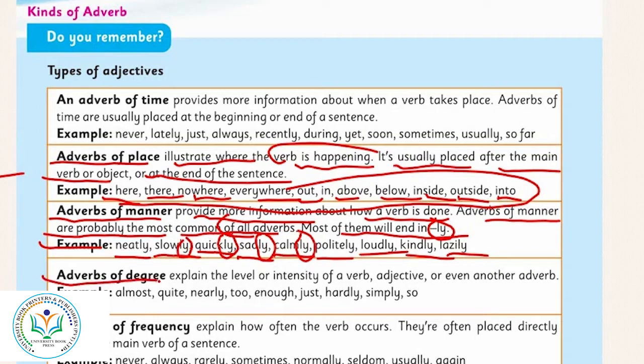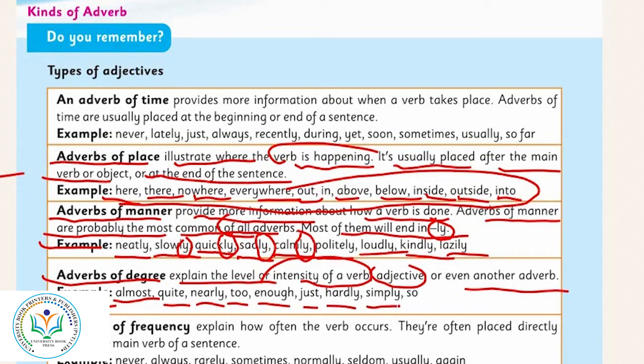And the adverbs of degree explain the level or intensity of a verb. कि उसकी verb की या action की intensity क्या है, या adjective की किस level तक वो काम हो रहा है. And even another adverb, like almost, quite, nearly, too, enough, just, hardly, simply, and so on.